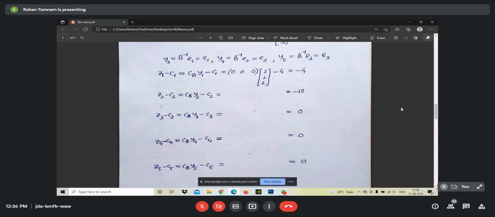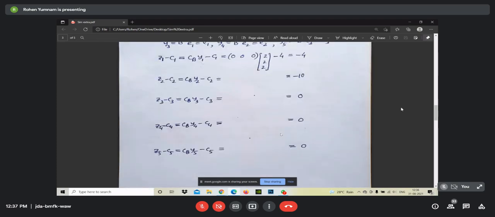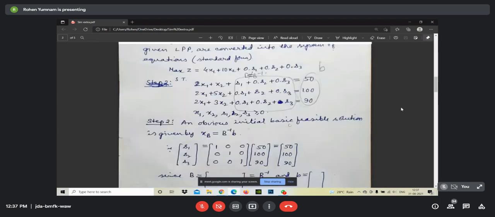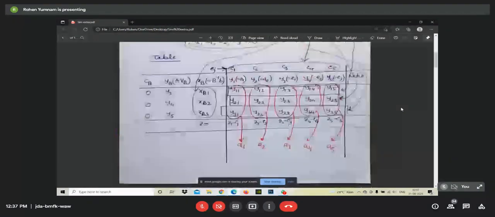And similarly, you have to calculate Z2 minus C2. Z2 is CB into Y2, minus C2. That will be minus 10. You can check and see whether it is minus 10 or not. Others are also like that. And then what you have to do in the table is do like this.